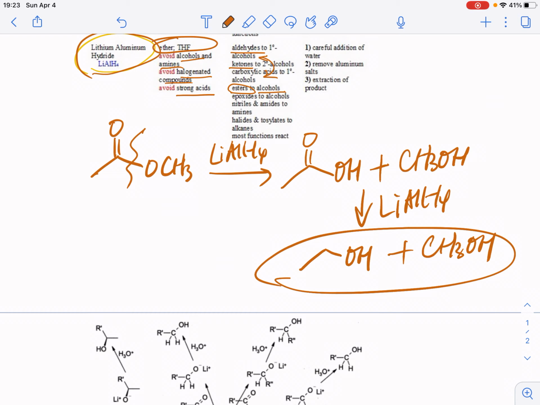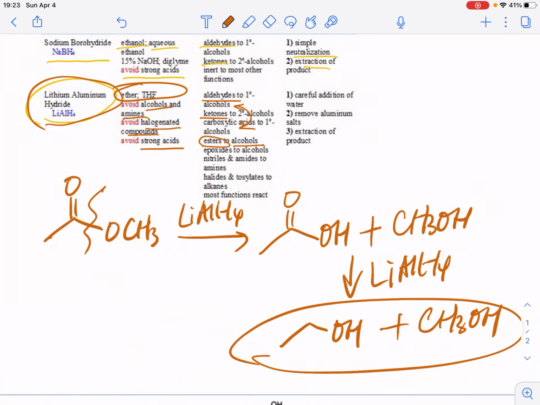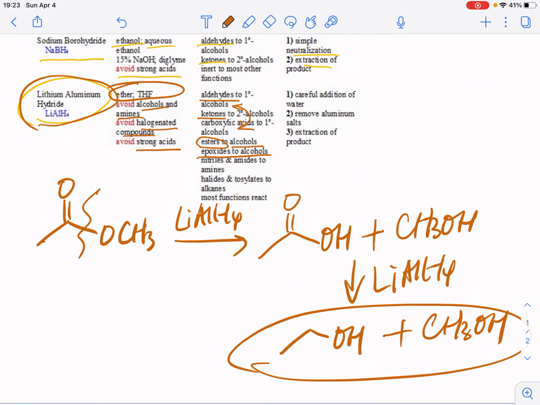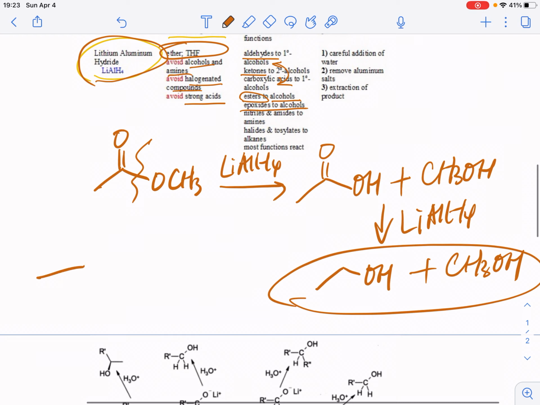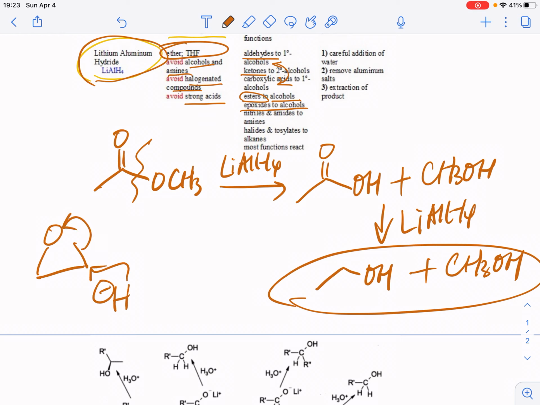How about an epoxide? Well, here there's an epoxide to alcohols. So you start with an epoxide. The hydride will attack and open the ring, which will also lead to the formation of an alcohol, right? As we mentioned, epoxides are very reactive. They can be opened with either acid or base. Of course, they are going to be subject to lithium aluminum hydride reduction.